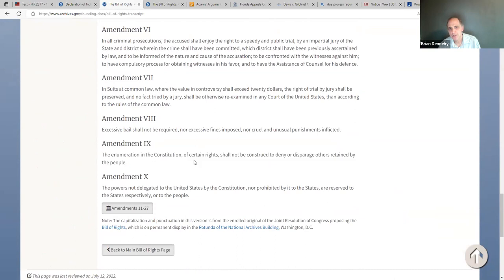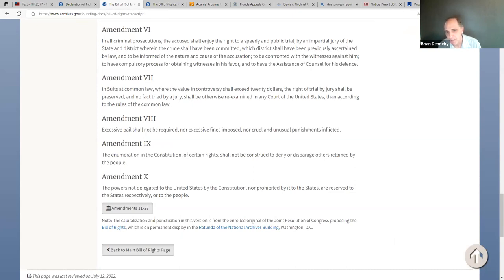The enumeration in the Constitution of certain rights shall not be construed to deny or disparage others retained by the people. So what the Ninth Amendment basically says is this kind of covers unalienable rights. What it says is that because Congress was empowered to do certain things, it doesn't deny or disparage the rights of the people to do others.